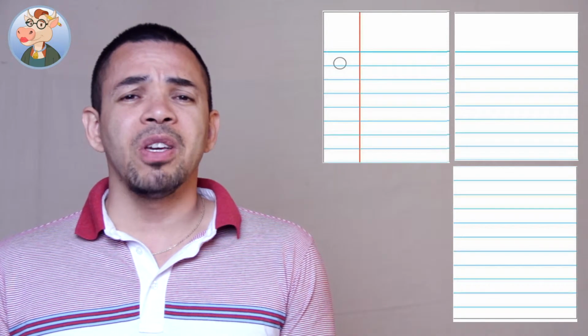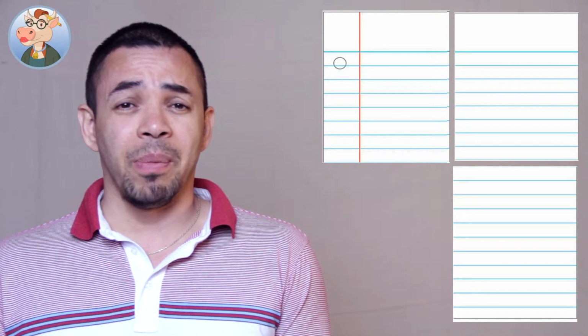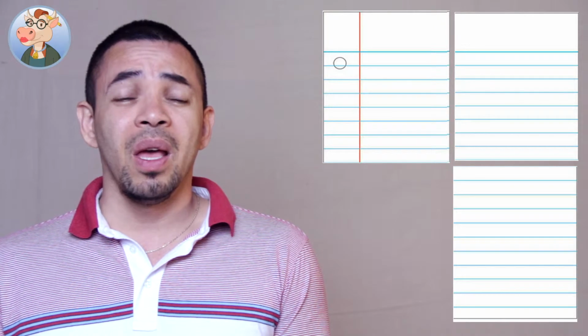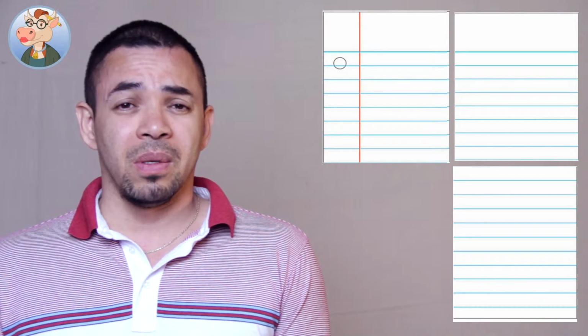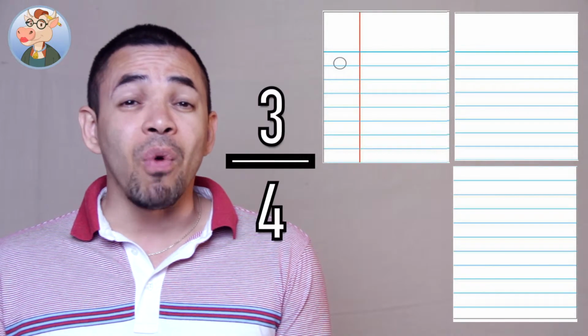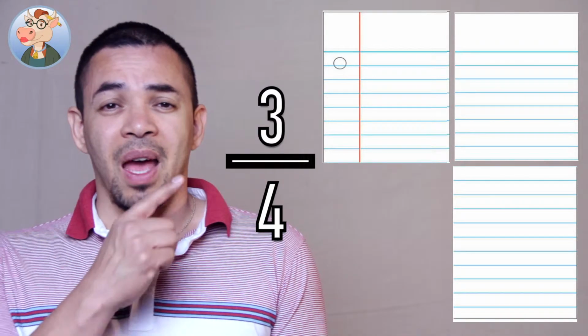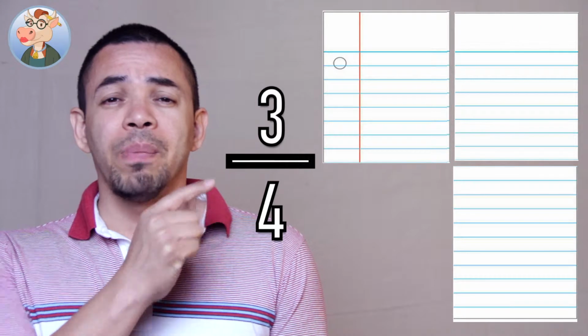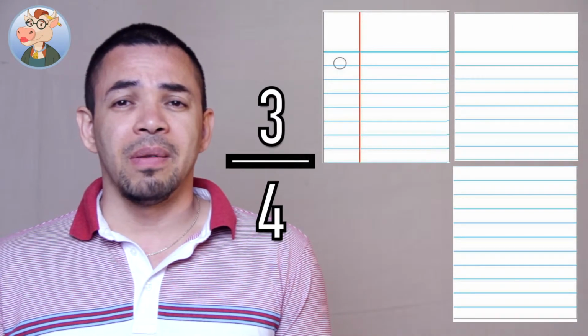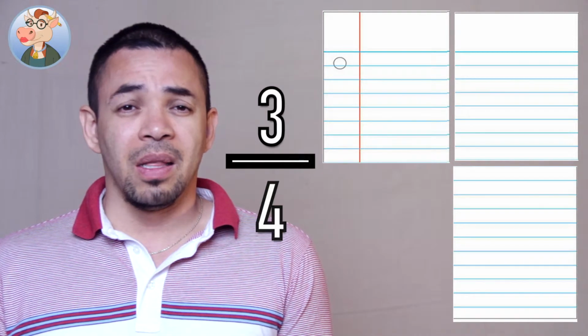Okay, so how much of that paper is left? Remember, your numerator tells you how many parts are left. The denominator tells you how many parts I have in total, how many parts there were in total. Okay, so your fraction should be 3/4. Why? Because I have 3 of the 4 pieces of paper left. All right, so that is fractions.